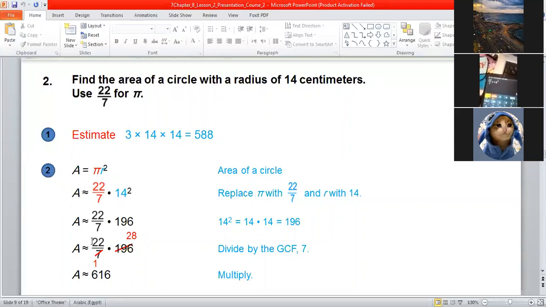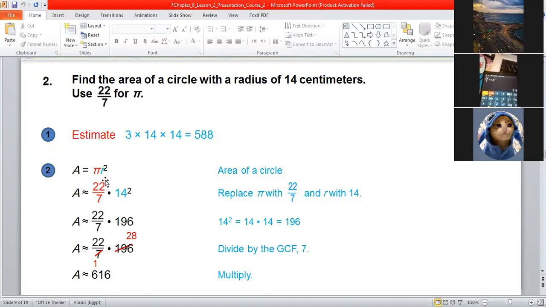We will multiply 28 by 22. If you multiply 28 by 22, it equals what, Muhammad? 28 by 22 equals 616. So the result here is equal to 616.